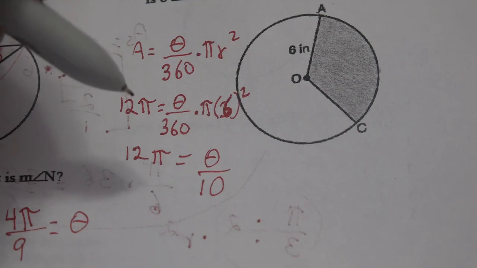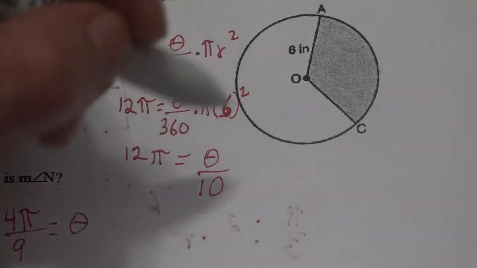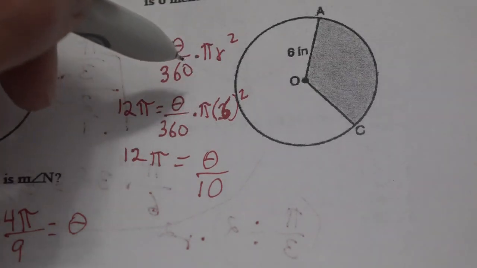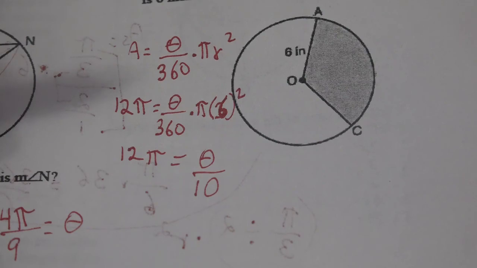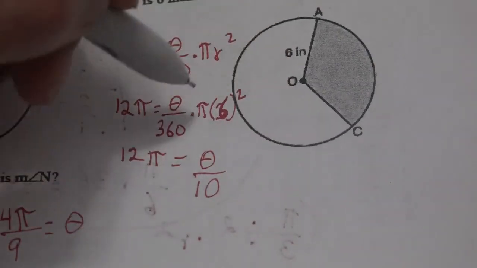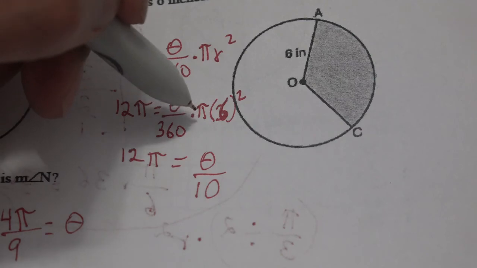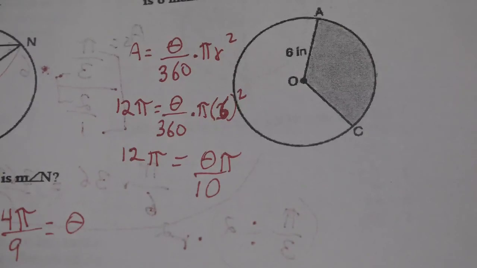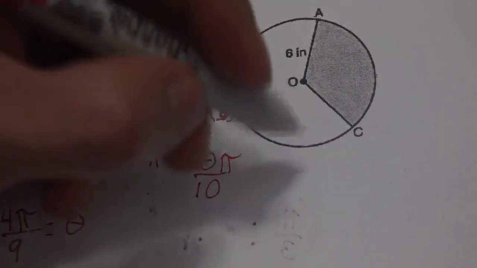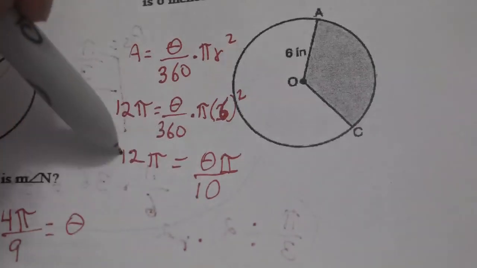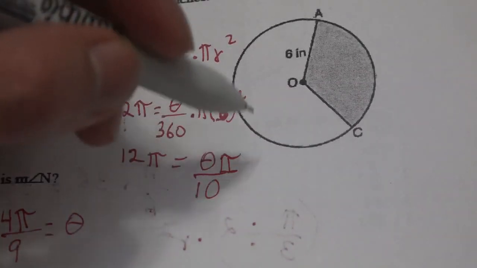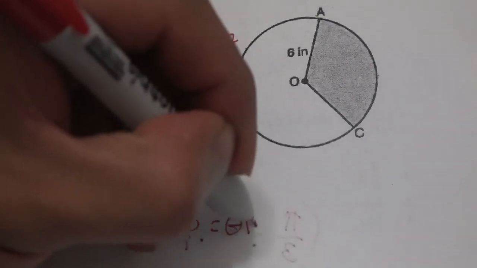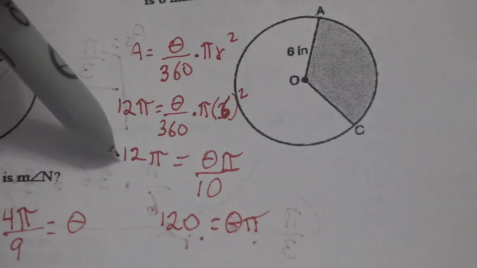Right? So the angle, I'm going to multiply by pi r squared. Wait, something is not right here. Oh, okay, sorry. This is 36 pi. I don't know why I got rid of the pi. So this is theta pi. Oh wow. Okay, so I am going to multiply by 10 to get rid of this 10. So I'm gonna have 120 equaling theta pi. I multiply by 10 to get rid of this.